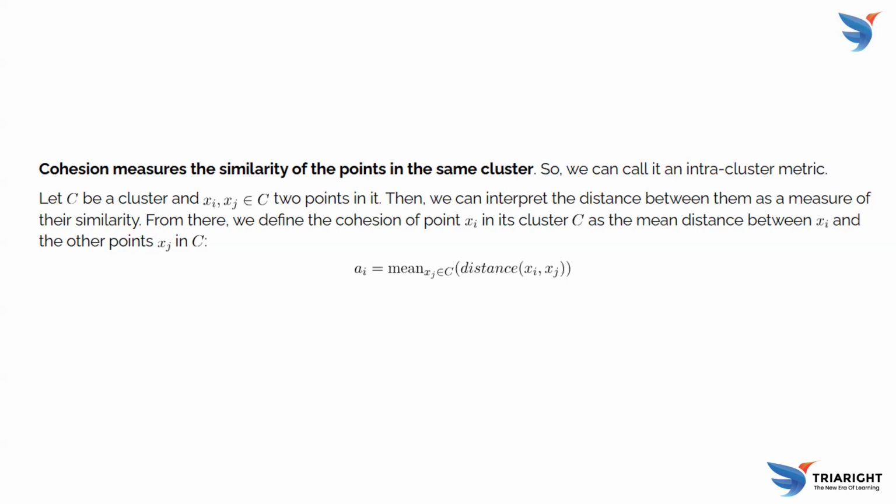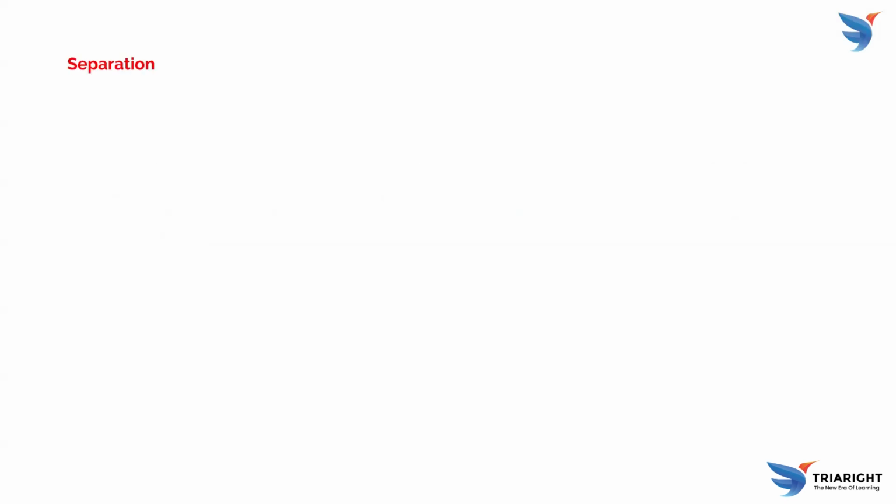Let C be a cluster, and xi and xj be two points in C. Then we can interpret the distance between them as a measure of similarity. We define the cohesion of the point xi in its cluster C as the mean distance between xi and the other points xj in C. So it is a formula, a equal to the mean. We can use this formula to estimate the value and measure it.